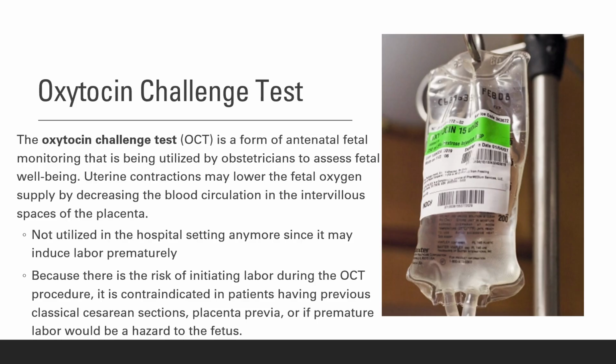Uterine contractions may lower the actual fetal oxygenation supply, which causes a decrease in blood circulation because of the interference with the placental flow. So these are the babies that, if there is a concern during this challenge test, if the baby is showing any signs of distress, we may have to actually start labor or potentially deliver this baby via C-section. So just an FYI, something to know.